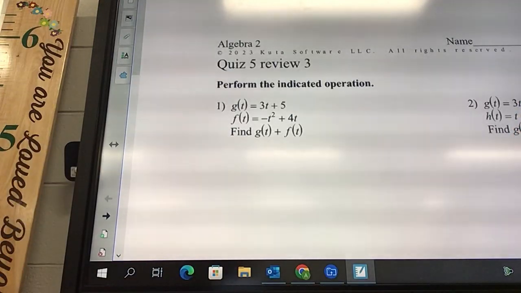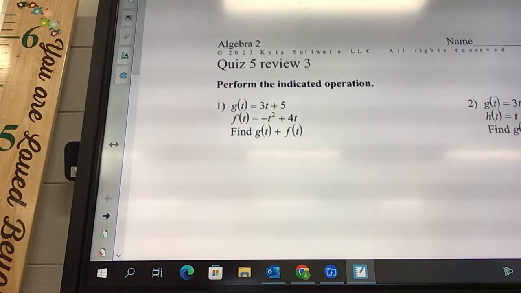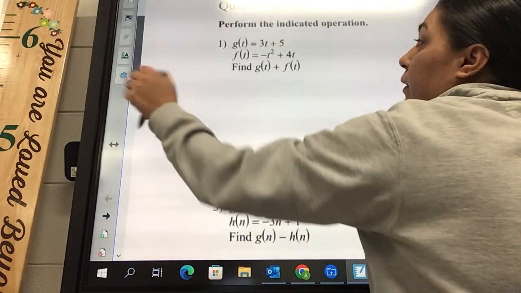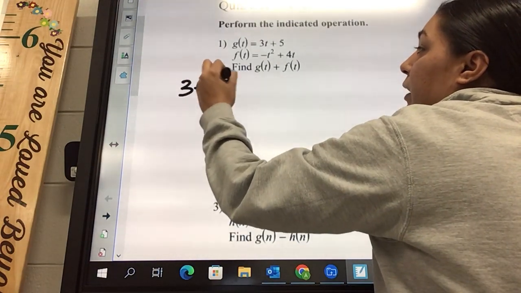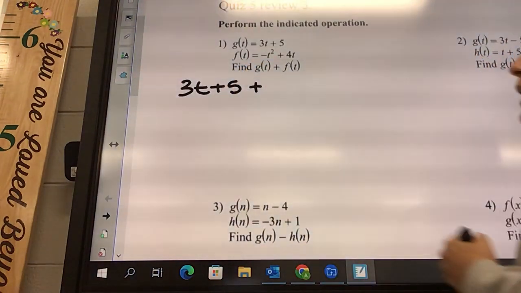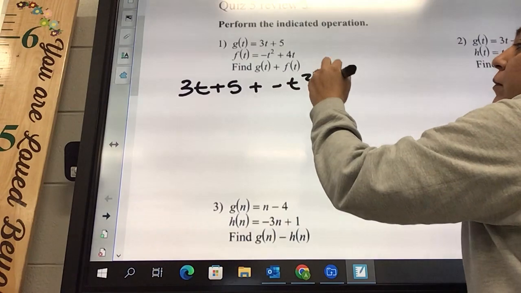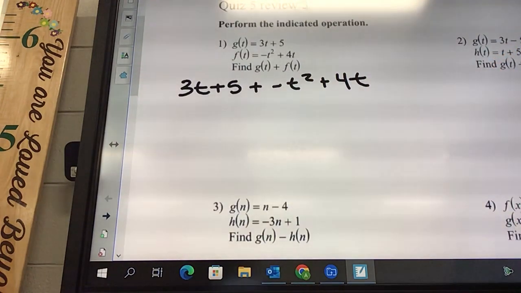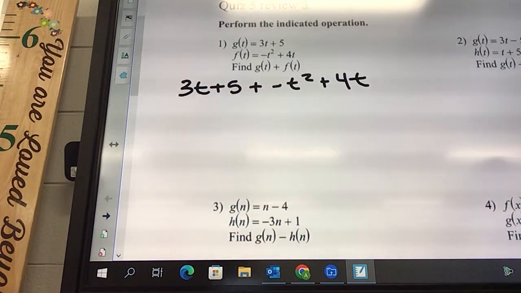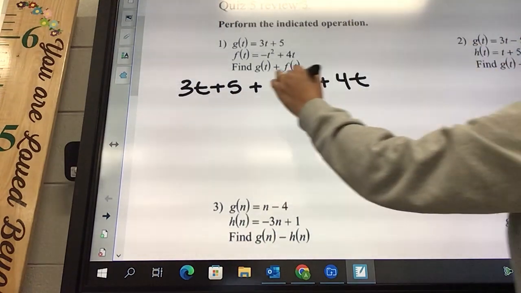It says find g of t of f. So what is our g? 3t plus 5 plus, what is my f of t? Negative t squared plus 4t. Where can I put a 1? Yeah, okay, there's a magic 1 right here.